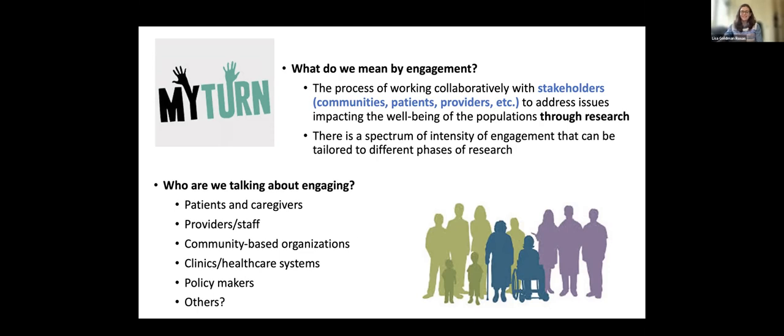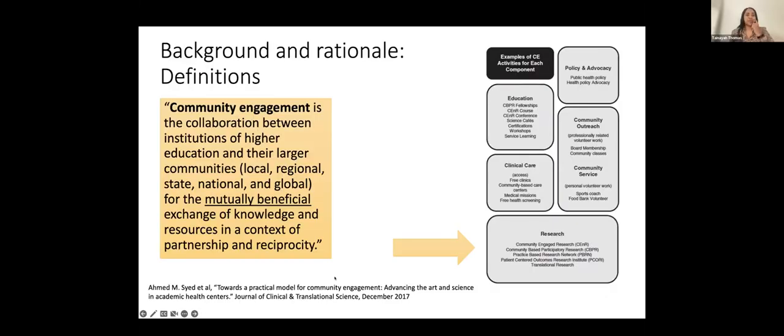Thanks, Lisa. Oops. Let's see, what did I click? Oh, there we go. So here is one definition of community engagement. As you know, with anything in academia, there are many definitions. But this one is a collaboration between institutions of higher education and their communities, whether that's local, regional, state, national, global. And here's the important part: for the mutually beneficial exchange of knowledge and resources in a context of partnership and reciprocity. So really focusing on thinking about, is the work you're doing mutually beneficial? Is there a context of partnership and reciprocity?